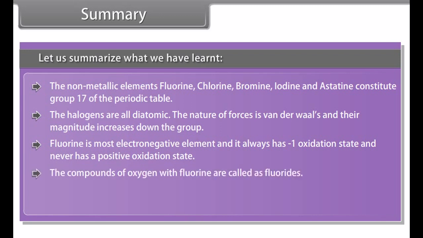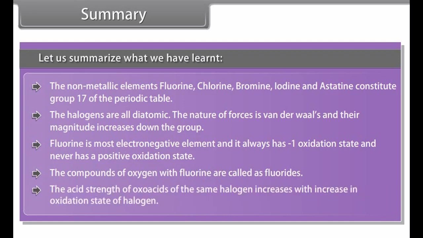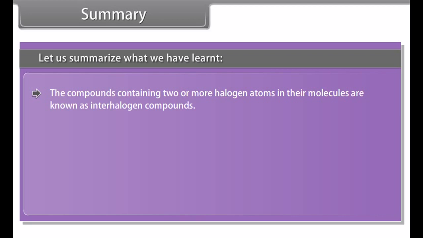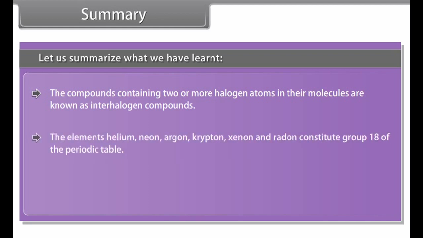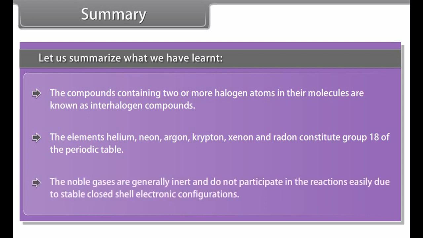The compounds of oxygen with fluorine are called fluorides. The acid strength of oxoacids of the same halogen increases with increase in oxidation state of halogen. The compounds containing two or more halogen atoms in their molecules are known as interhalogen compounds. The elements helium, neon, argon, krypton, xenon and radon constitute group 18 of the periodic table. The noble gases are generally inert and do not participate in reactions easily due to stable closed-shell electronic configurations.